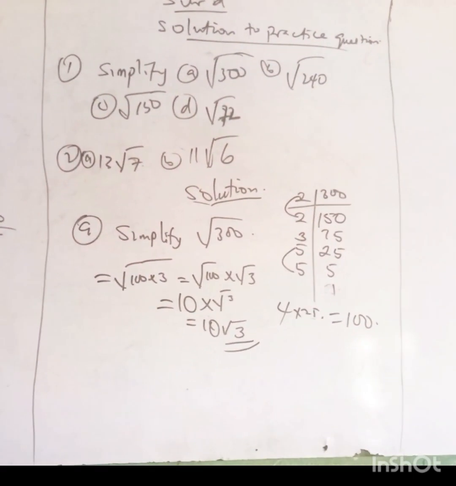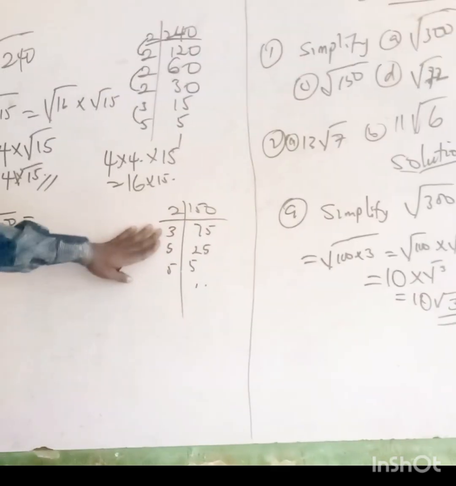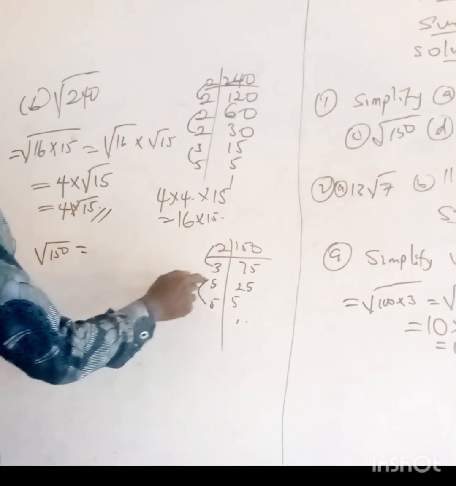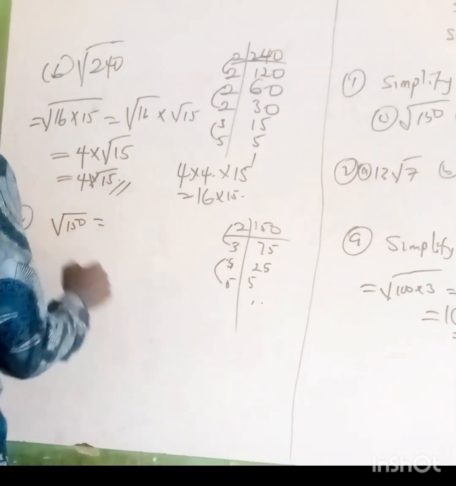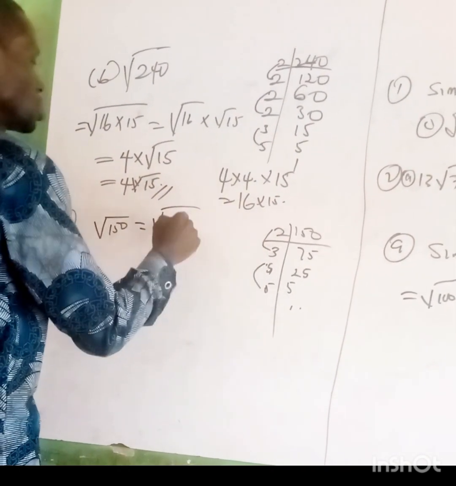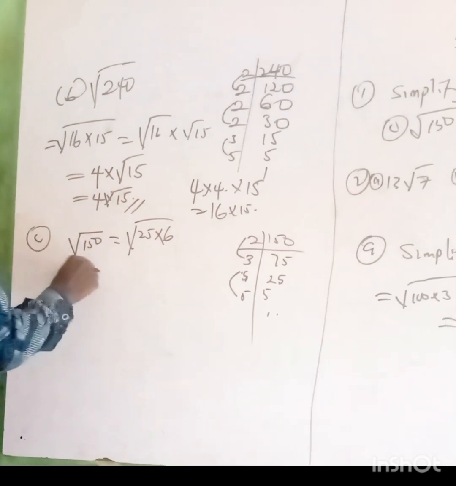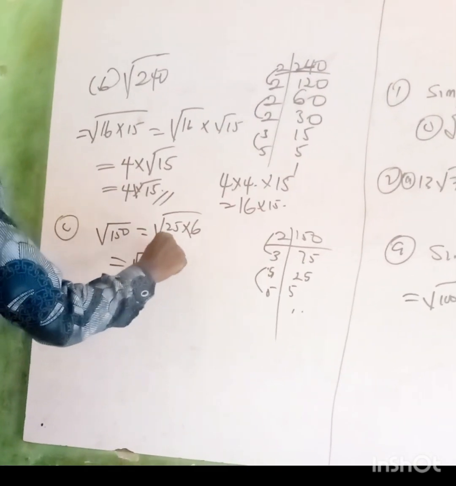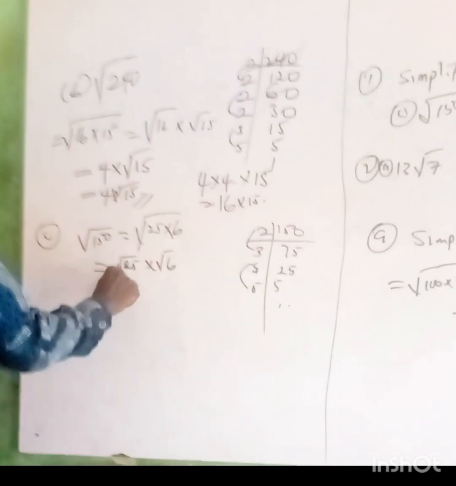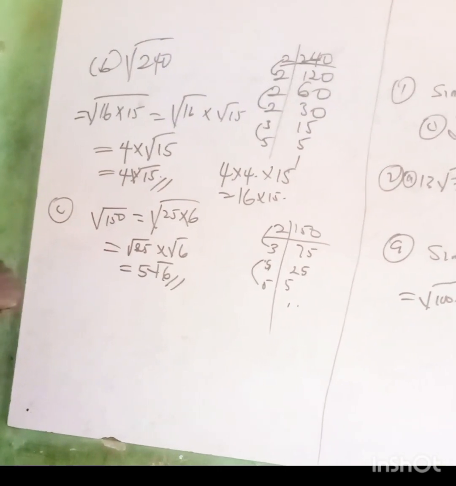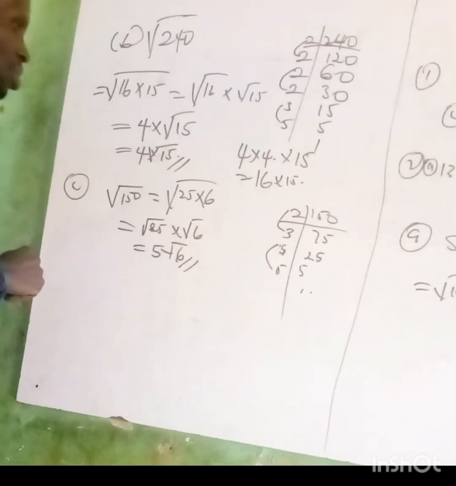Alright. Now when you see this, of course, this is going to be these two and these two. These two are the same, so we are using it. Now root 5 times 5, 25 times 6. So that's root 25 times root 6. So that gives us 5 root 6. Is that understood? Very good.